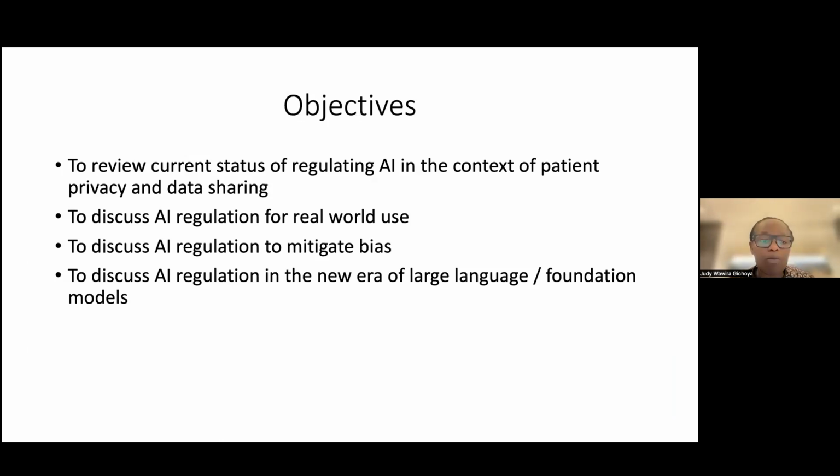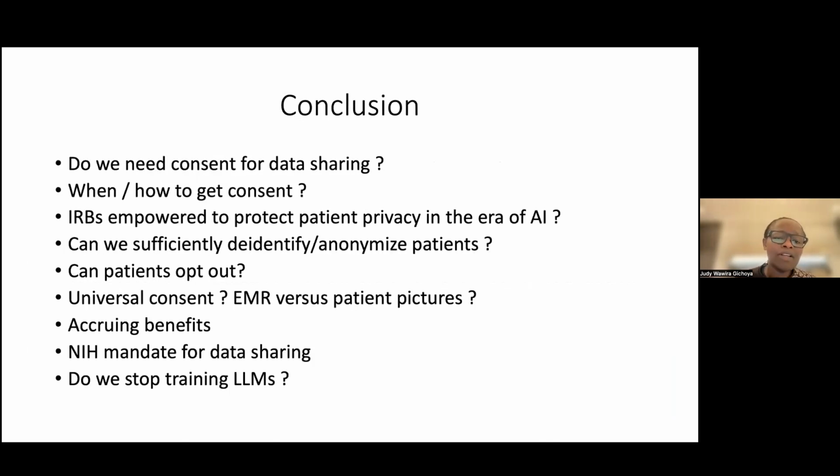And so I went through what I think is current past regulation in the context of patient privacy and data sharing. We then briefly showed a chart of pathways for FDA approval for real-world use or real-world performance, and then dived a little bit into AI regulation to mitigate bias, introduced these large language models, and gave some of the areas that we see as challenging in thinking about regulation. Again, the same questions are still there, and we have to think about them now. And I guess we now have to debate: do we need to stop training these large language models, as many of the godfathers of AI have called for?